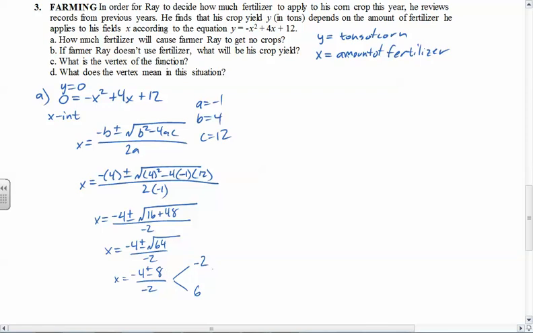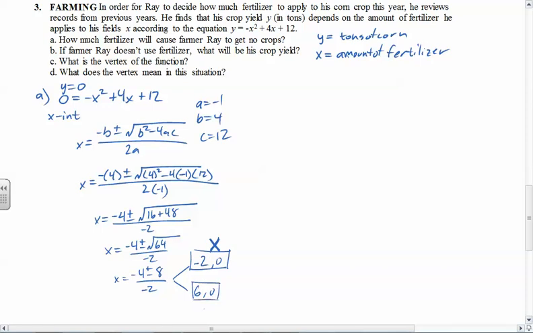So we get 2 different answers for x. Remember that y is 0, so we found the x-intercept. When the crops are 0, x is negative 2. Now, this one right here, if you think about it, x, remember, is the amount of fertilizer. You can't do a negative amount of fertilizer. I guess maybe a negative amount of fertilizer would be digging the nutrients out of the ground and sucking them away from your plants, but of course that would end up with no crops. So we're just going to kind of ignore this one because it doesn't make sense with our current situation.